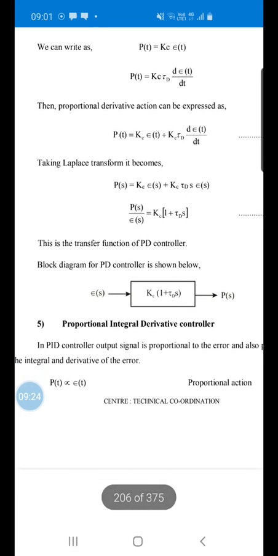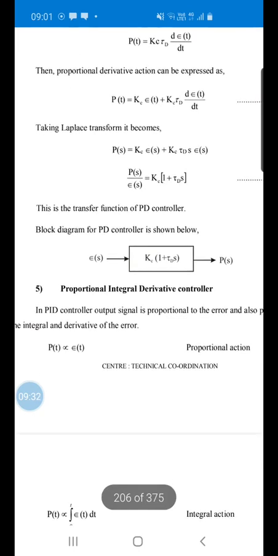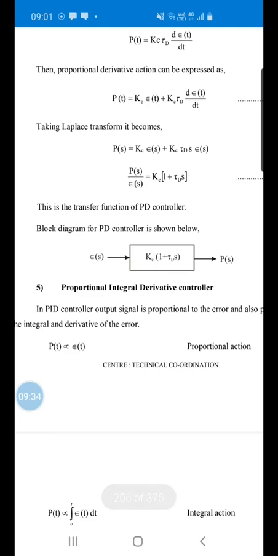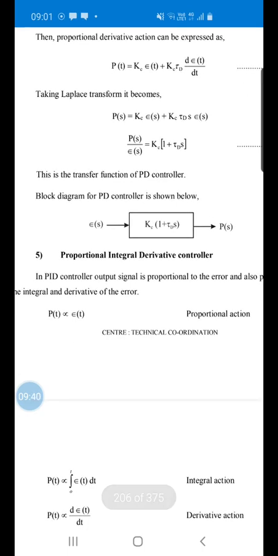Its Laplace will be P of s by epsilon of s is equal to Kc into 1 plus tau d s, where one more term that is added is called the derivative time. So this is the block diagram for the PD controller. Epsilon of s, Kc into 1 plus tau d s, and the right side will be P of s.